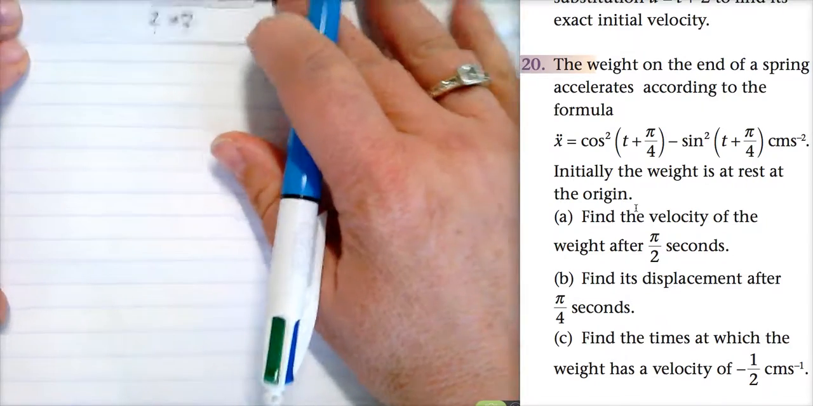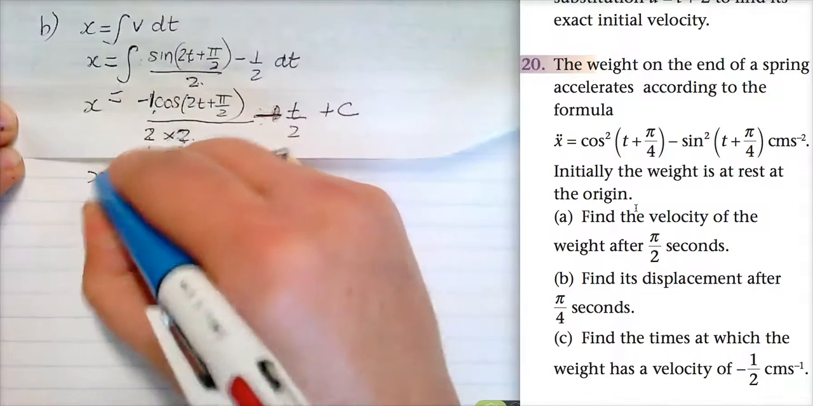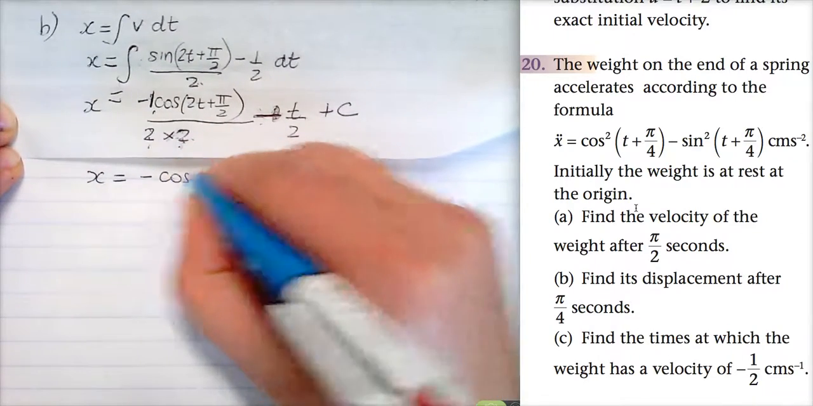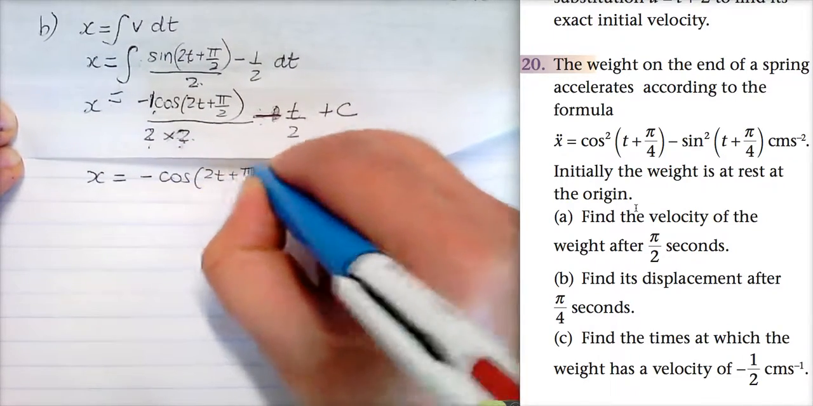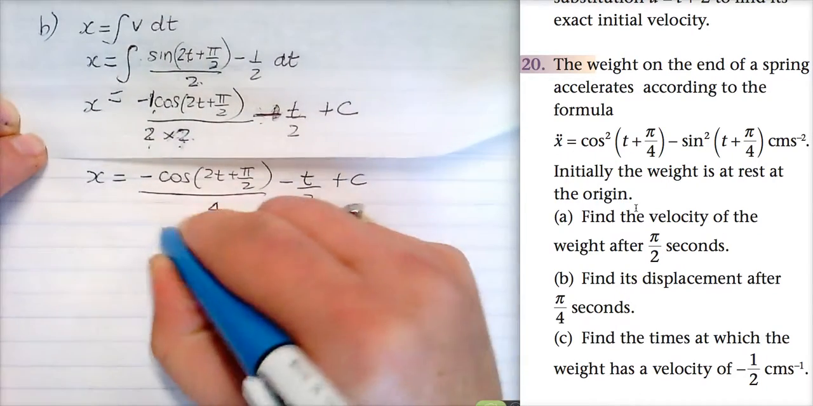So we get, you didn't change it to cos, and negative cos as well. It's negative cos 2t plus pi on 2 over 4 minus t on 2 plus c. Now what do we sub?